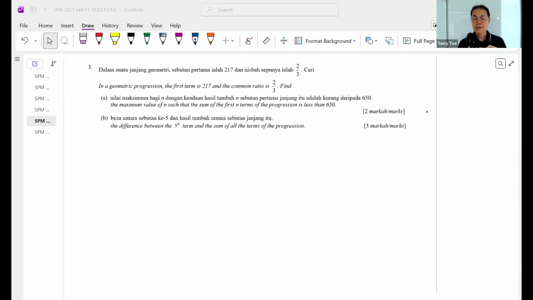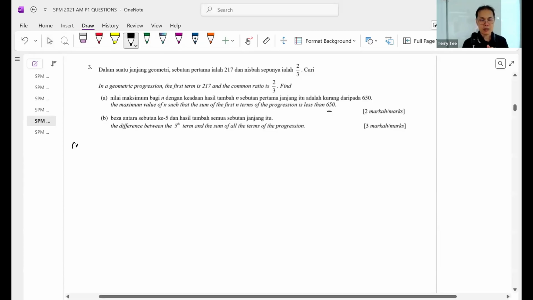Progression. This is Form 4, Chapter 5, Progression. So in a geometric progression, the first term is 217, common ratio of 2 over 3. So find the maximum value n such that the sum of first n terms is less than 650. Sum of the first n terms is Sn less than 650.